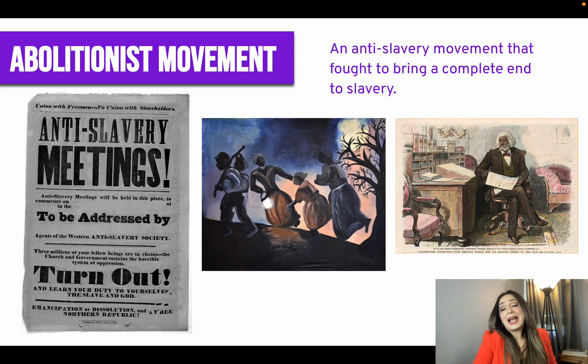So what is the abolitionist movement? As I mentioned, it's an anti, which means against, slavery movement that fought to bring a complete end to slavery. So they were trying to completely stop slavery.